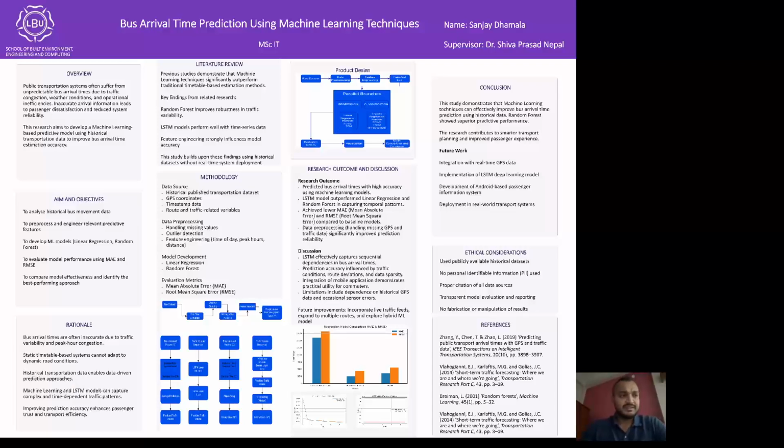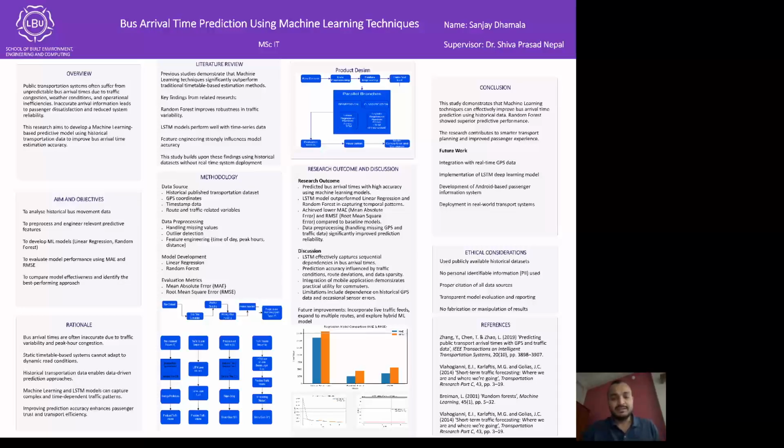The results clearly showed differences among these models. Linear regression performed adequately but struggled with complex traffic variability. Random forest improved performance due to its ability to model non-linear relationships. However, LSTM achieved the lowest MAE and RMSE values overall. So this demonstrates that capturing time dependency significantly improves bus arrival time prediction. Therefore, LSTM proved to be the most effective model in this research.